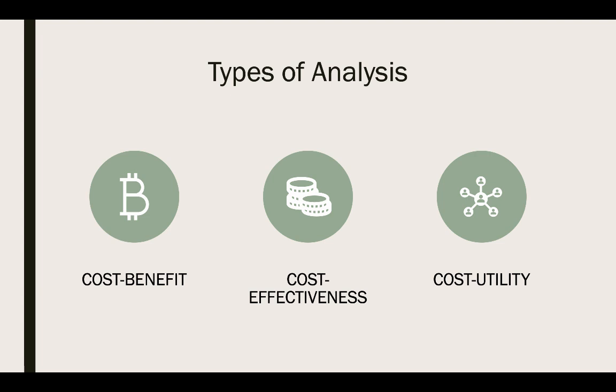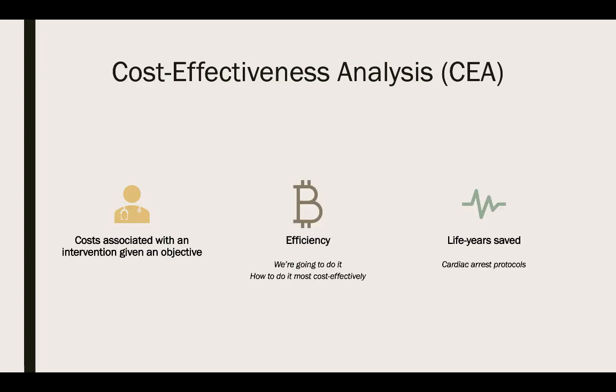All three of them can be estimated and run on the same project, or you can pick one or the other depending on your needs. Now, focusing on cost effectiveness analyses, these are analyses where the given outcome is wanted. So we will be delivering a service, we will be delivering this outcome. Just how efficiently can we do it? So what are the costs associated with this intervention, given a specific outcome, a specific objective?